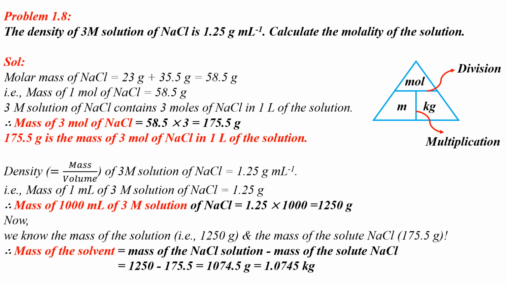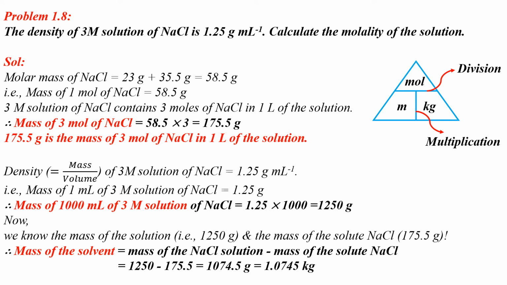Now let's try to do problem 1.8. The question is: the density of 3 molar solution of NaCl is 1.25 gram per milliliter. Calculate the molality of the solution. So you are asked to calculate the molality of 3 molar solution of NaCl. What is the formula for molality? Look at the triangle, it is equal to mol divided by kg.